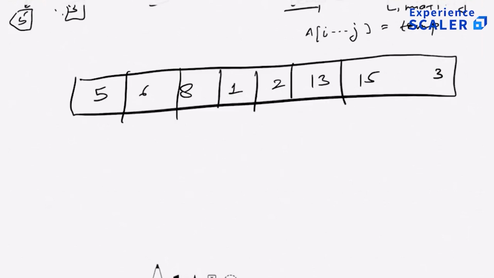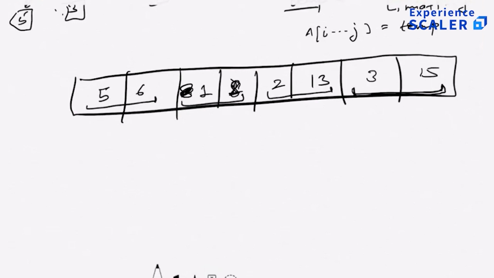Question is, if we have to sort anyway, why don't we take pairs by pairs? So let's just take pairs: 5, 6, 8, 1, 2, 13, 15, 3. And let's first sort them. So we end up sorting them, and for example, we find that this is 5, 6. This becomes 1, 8. This is 2, 13 and this becomes 3, 15. Now the problem is we've done pairwise sorting, but the array is still not sorted.